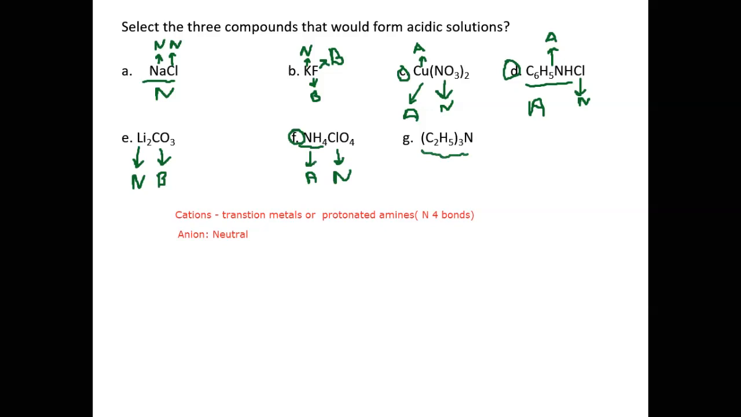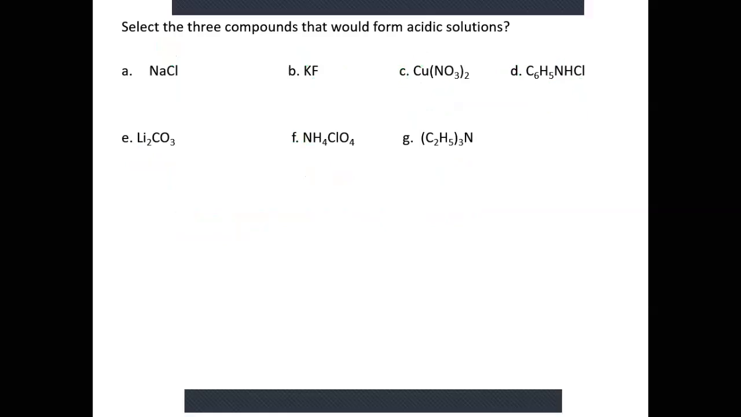Next we have C2H5 3N. Notice there is no cation or anion. This is a molecule, so this is just basic because it's an amine. And that's how you go through the thought process of determining what is acidic and what is neutral. So here we want to look at each one of these solutions and determine whether it's acidic, basic, or neutral.